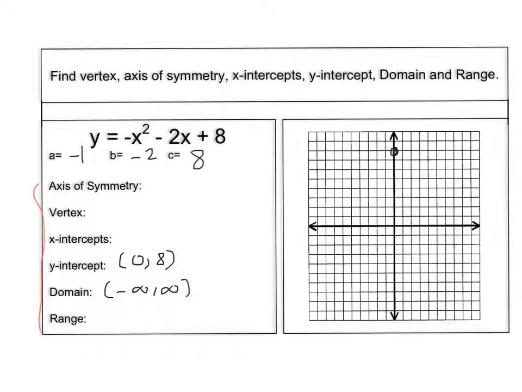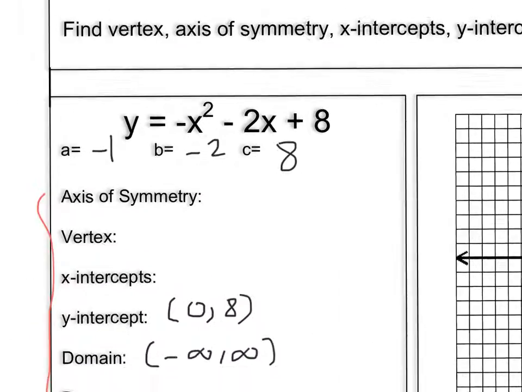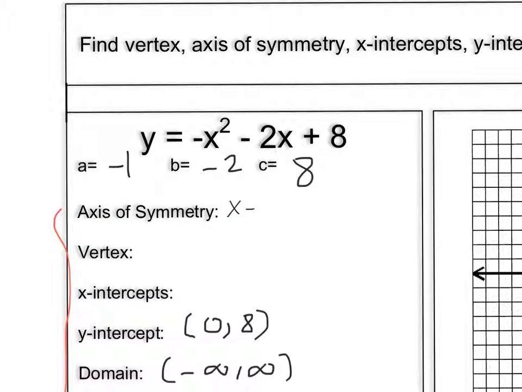Now the axis of symmetry, we can use the rule to find that. The rule is x equals negative b over 2a. So in this case, let me write this better. So x equals negative b over 2a. So negative b, which is a negative 2, over 2 times a, which is a negative 1. Now remember, negative times a negative is a positive, and 2 times negative 1 is a negative 2. 2 divided by negative 2 is a negative 1. So my vertical axis of symmetry is going to be x equals negative 1.